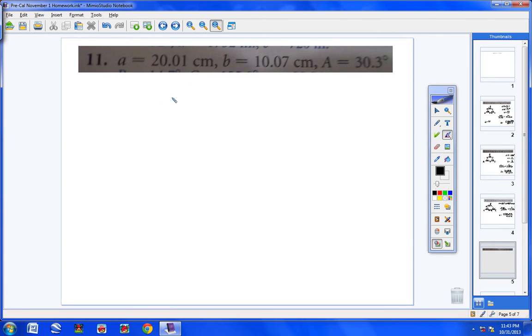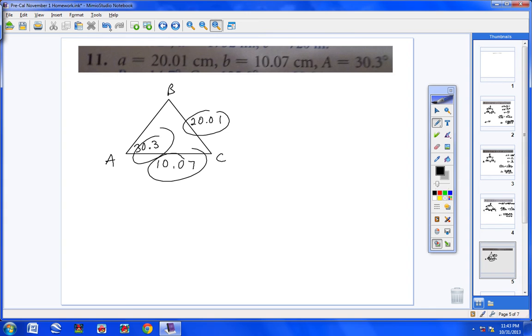All right, let's take a look at number 11. Number 11, I know it's a little dark there, but you can look in your book if you need to. So we have triangle ABC. Side A is 20.01. Side B is 10.07. And angle A is 30.3. Unfortunately, we have side-side-angle, so we might have no solution or two solutions or one. So the first thing we do is we list out what we're looking for. We're missing angle B, we're missing angle C, and we're missing side C.